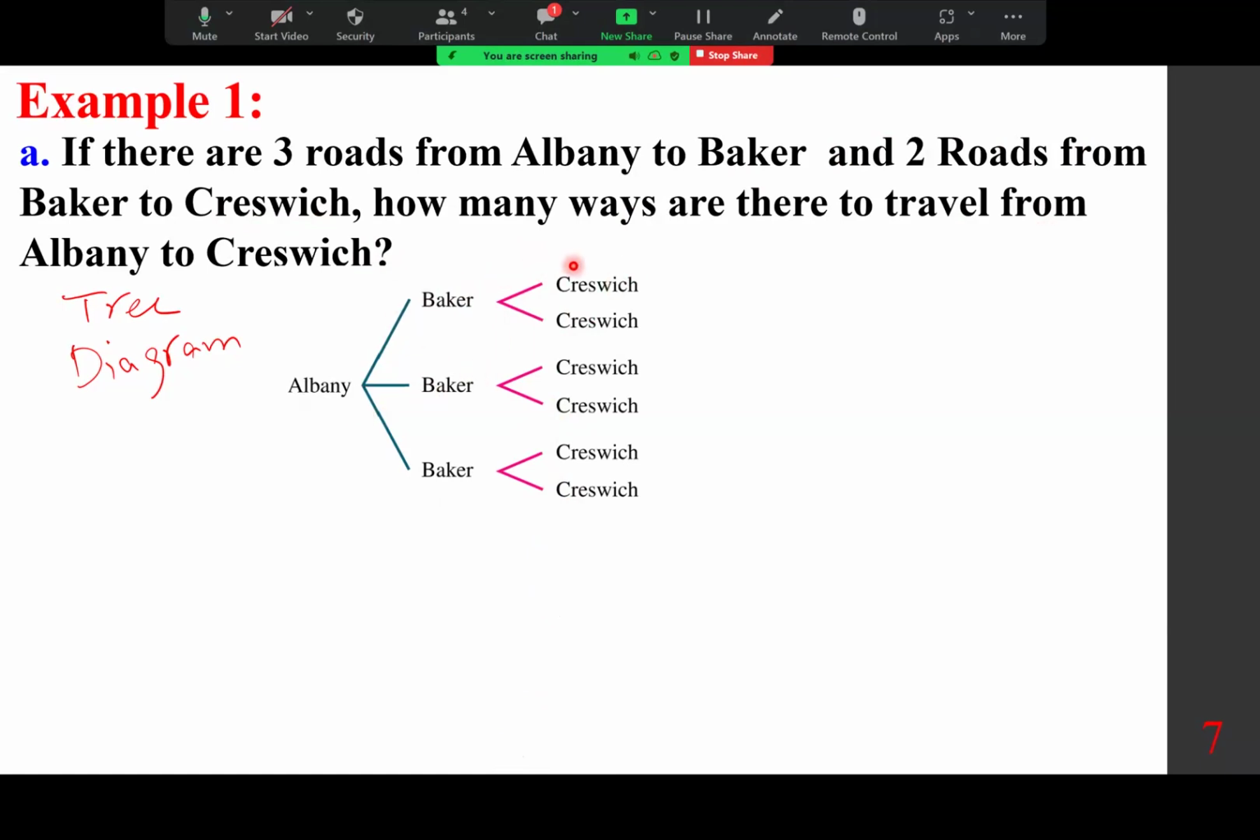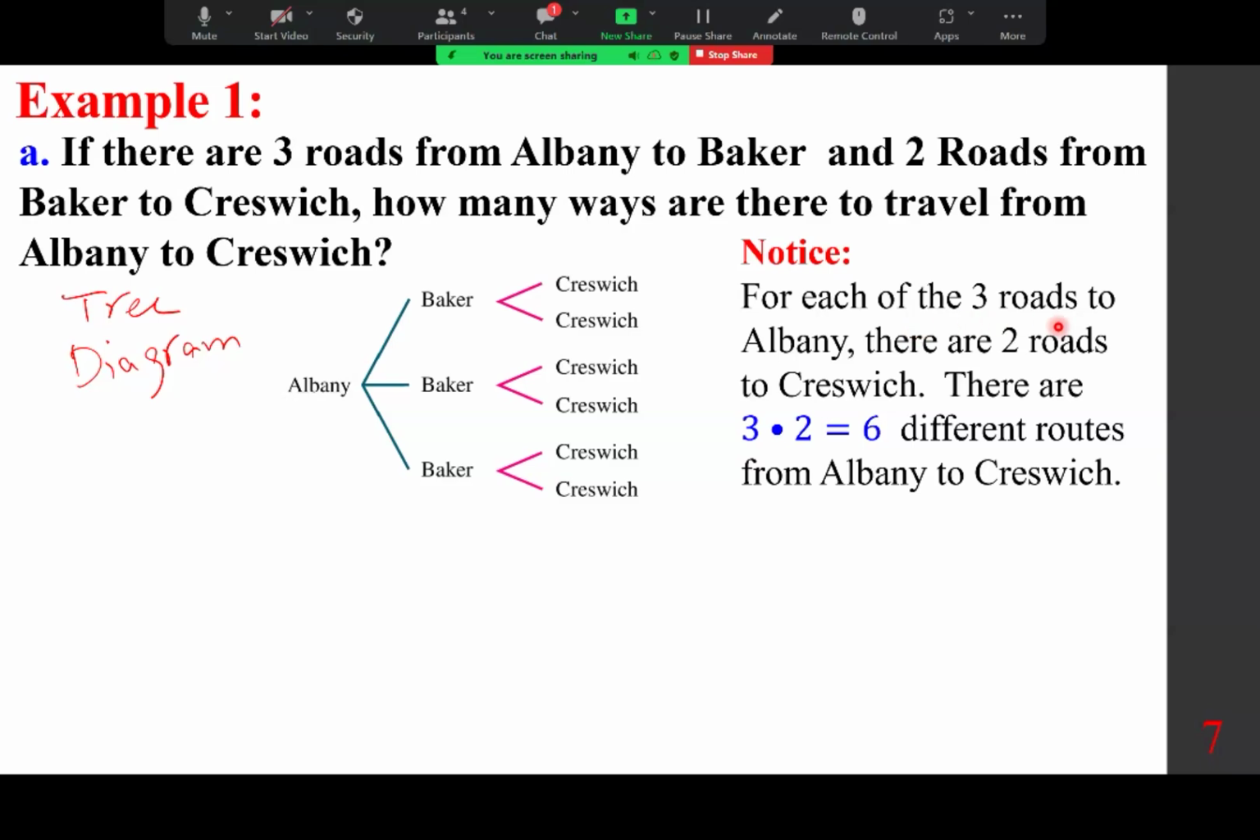This is 1 way. This is the 2nd way, 3rd way, 4th, 5th, 6th, 3 times 2. For each of the 3 roads to Albany, there are 2 roads to Creswich. There are therefore 3 times 2, 6 different routes from Albany to Creswich.